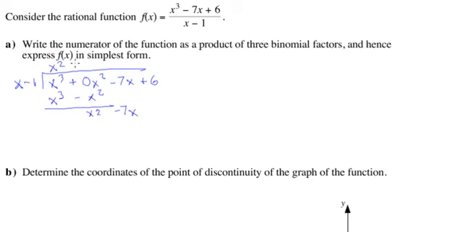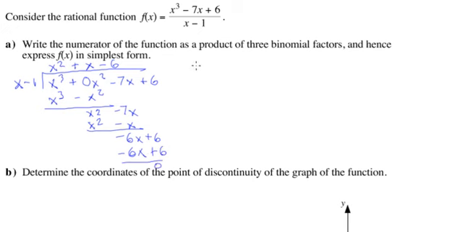Bring down the next column, start again. x goes into x squared x times. That gives us x squared minus x. When we subtract, the x squareds cancel out. Minus 7x minus negative x is minus 6x. And x goes into minus 6x minus 6 times. So minus 6x plus 6. No remainder, so hooray, it worked.